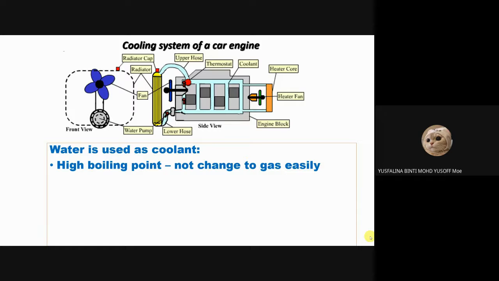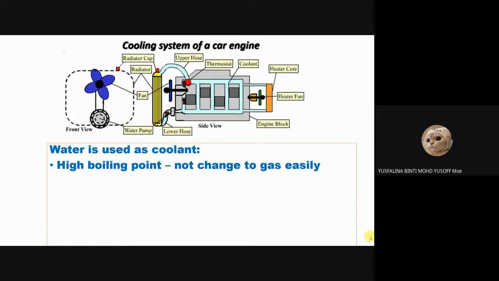Okay, so the cooling system of a car engine. For this one, we use water. Why do we use water? Because water has a high specific heat capacity. So it's not easy for the water to rise in temperature, so it can absorb more heat.